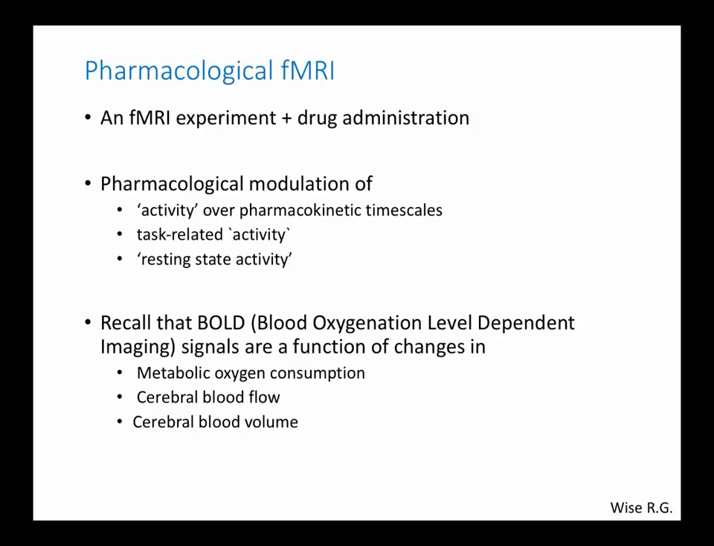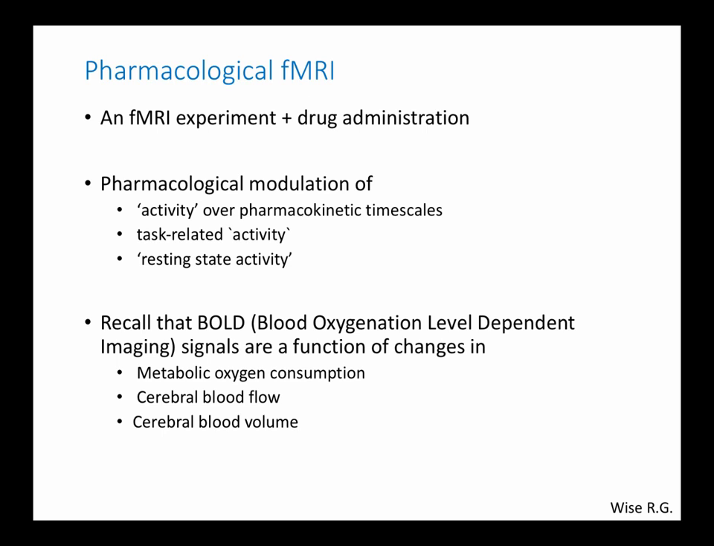So pharmacological fMRI is pretty straightforward. It's an fMRI experiment where you add a drug. And you can either look at the drug activity itself, so how it modulates the baseline of the brain images, or how it modifies the task activity, so you can give the drug beforehand and then see what effects it has on the task, or during resting state as well, to see whether it has any effects on the resting state networks.